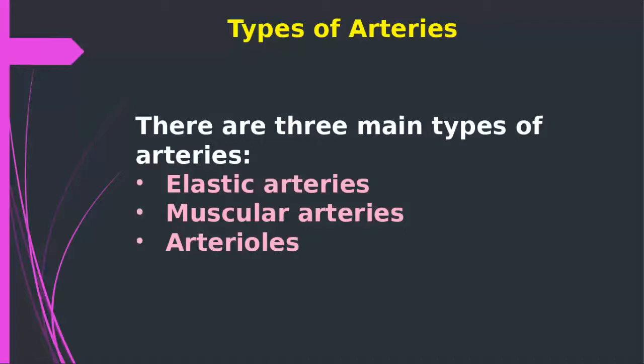Now, what are the types of arteries? That was the layers of the arteries. What are the types of arteries? There are three main types: the elastic artery, the muscular artery, and the arterioles. Okay, remember that. Elastic artery, muscular artery, and your arterioles.